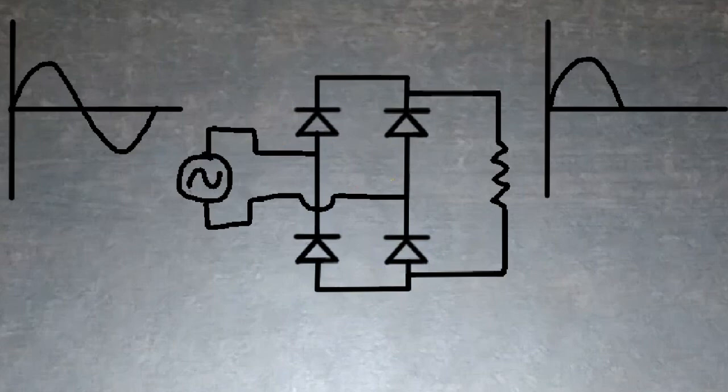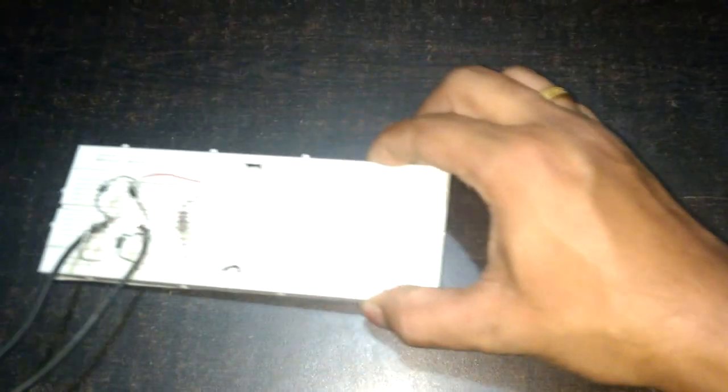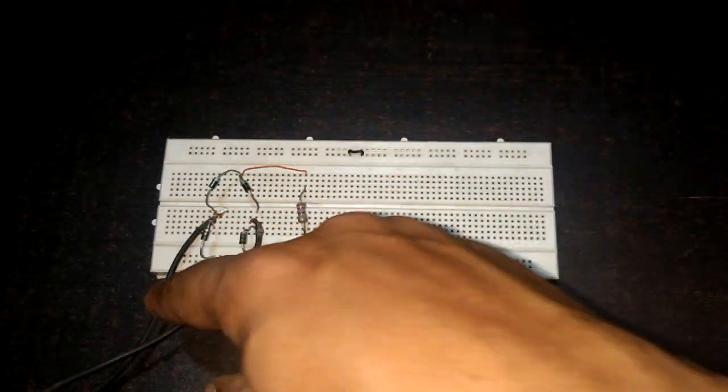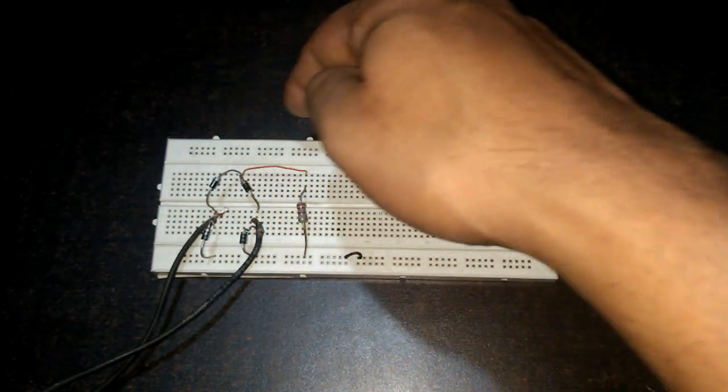For negative cycle, the positive and negative terminals of diode gets interchanged, which makes these two diodes forward biased and direction of current is like this, which makes same terminals of resistance positive and negative. So, we get positive cycle as output even for negative input cycle. Here, we have a setup like this, in which these two are AC input and we get output from across the resistance.